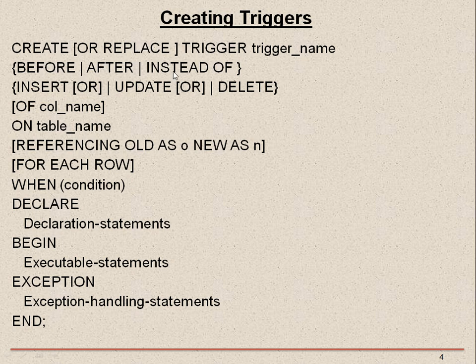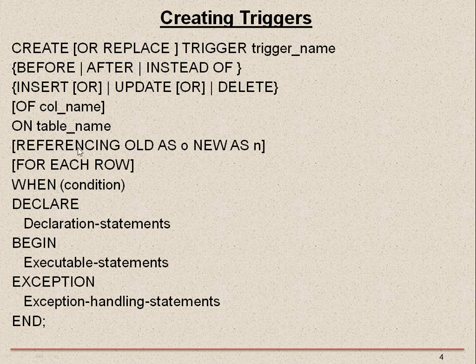Then before, after, and instead of. That means the trigger you are creating will be fired before the transaction or after the transaction, which you have to mention here. Then insert, update and delete means which operations you want to perform: insert, update, or delete. You have to mention which operations you want here. You can also mention more than one transaction. Then of column name, which column you want to perform on, and the table name, which table you want to create it on.